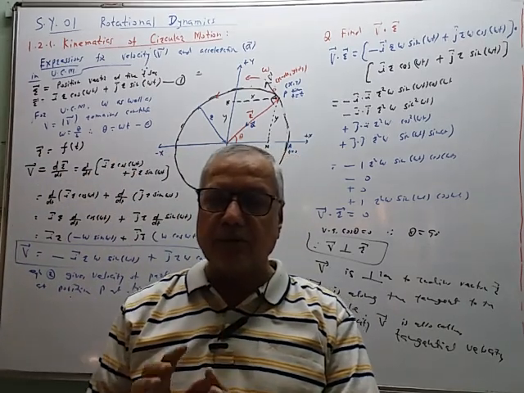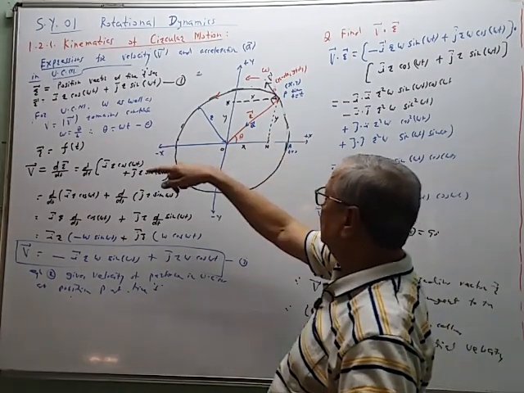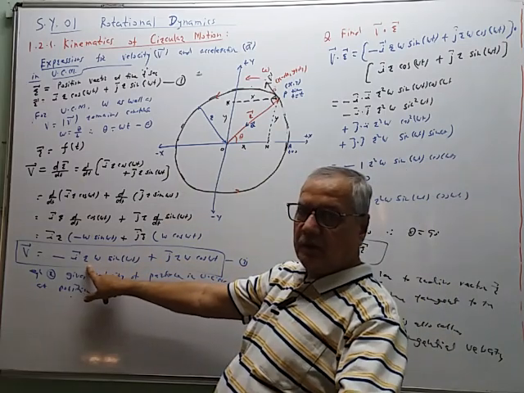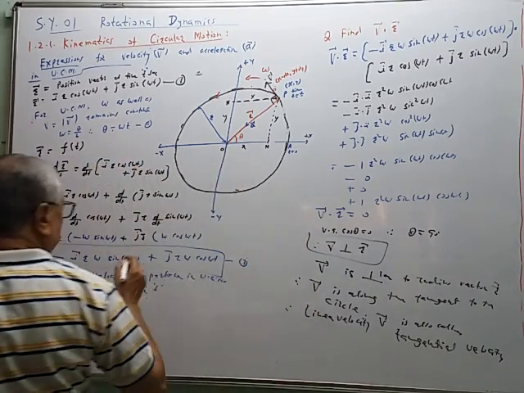So actually, what happens in UCM? When the particle moves along the circumference of the circle, there is no change in magnitude of velocity. We can find the magnitude from this equation. For that purpose, you can do this homework.